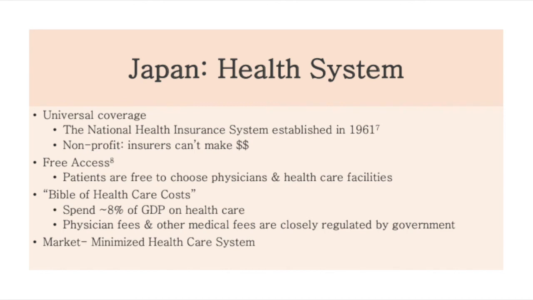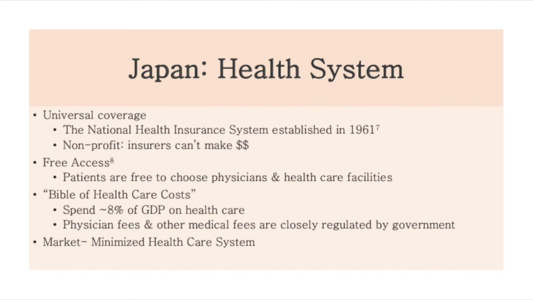Now we'll move on to Japan's healthcare system. So unlike the US, Japan does have universal coverage. They established the National Health Insurance System in 1961, and the National Health Insurance System has helped to achieve Japan's low infant mortality rate because it ensures that all mothers and infants will have access to the care that they need to prevent infant mortality.